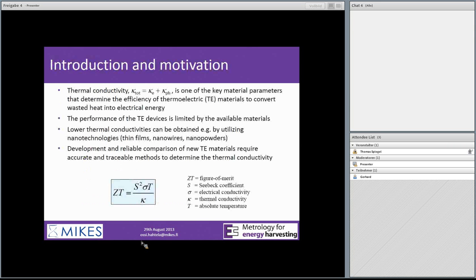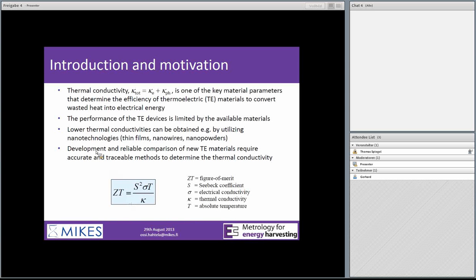As you have already heard today, thermal conductivity is one of the key material parameters that determine the efficiency of thermoelectric materials. As you can see from the equation of the figure of merit, the lower the thermal conductivity is, it gives possibilities to reach a higher figure of merit value.